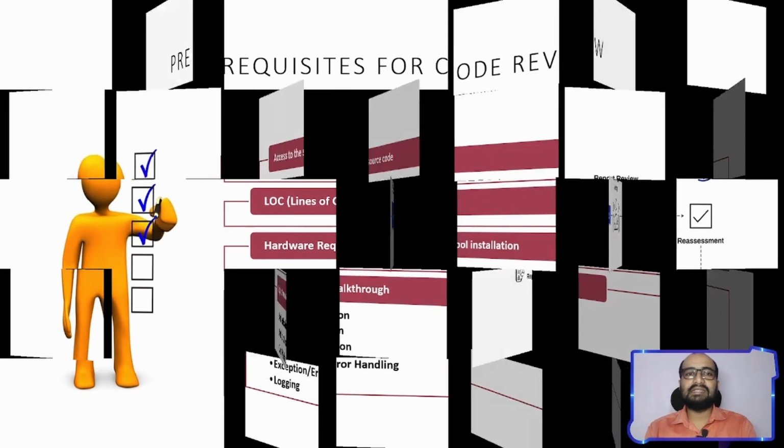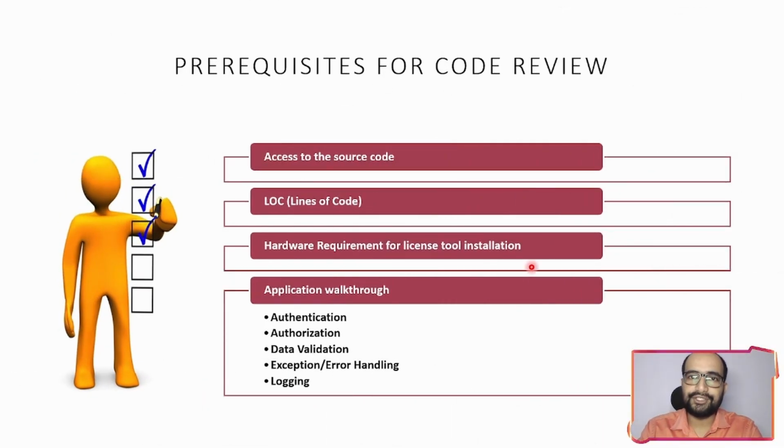Okay, so let's check what the prerequisites for the code review are. These prerequisites you have to ask from the client, or if you are working in an organization, from the organization. The first and most important prerequisite is access to the source code. If you have access to the code repository of the organization or client, then it's okay. If you do not have access, you can ask them for the source code as a zip file or as a rar file.